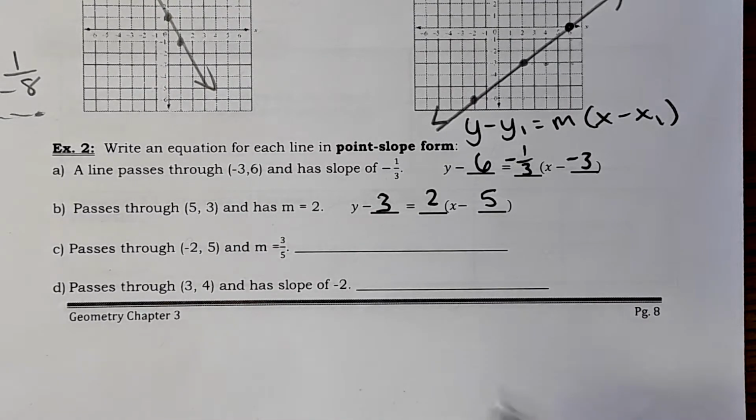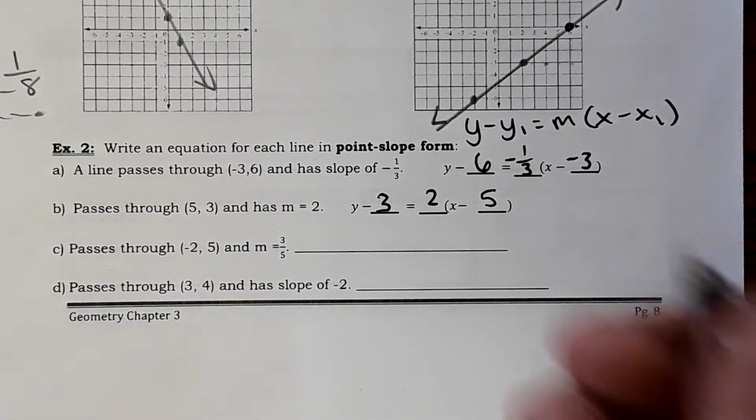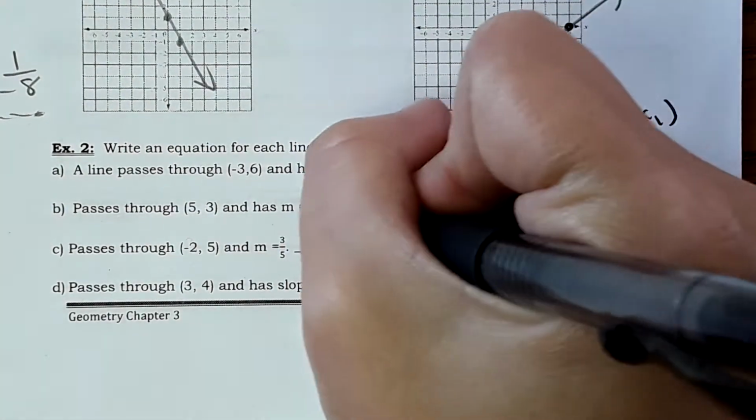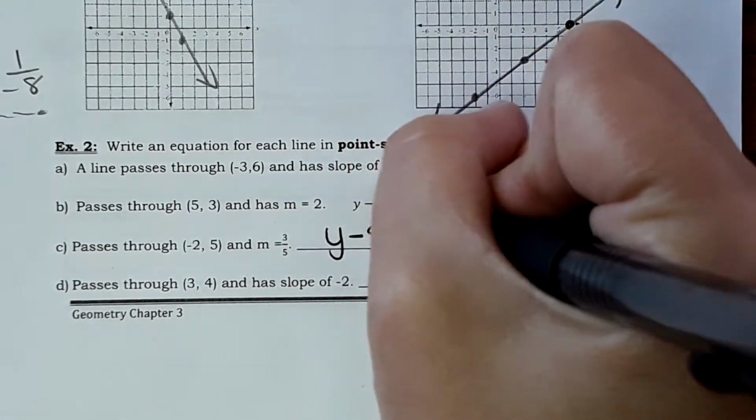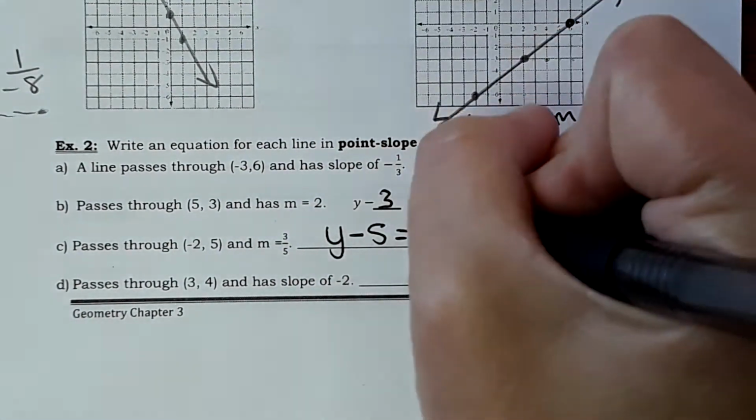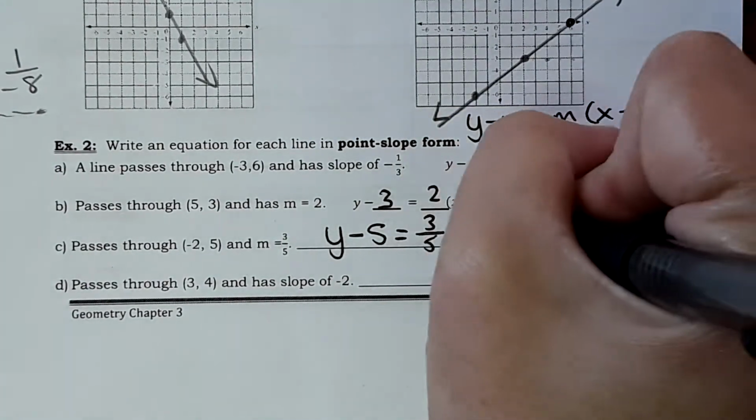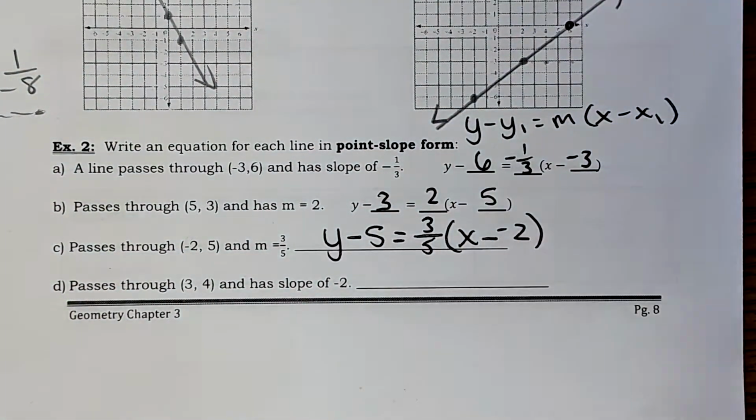And the next one, they don't give us the specific blanks, but the same thing. So it'll be y minus your y coordinate equals the slope, and then x minus your x coordinate, which subtracting a negative will be plus, just writing it out that way though.